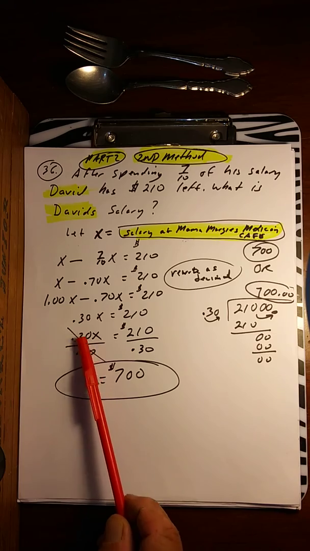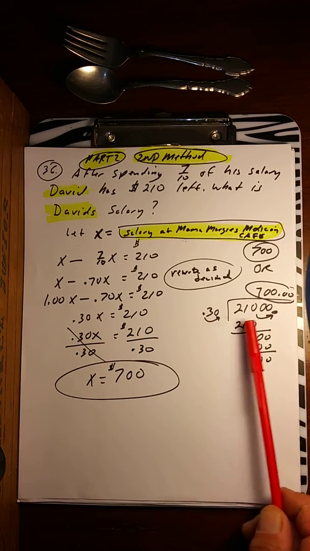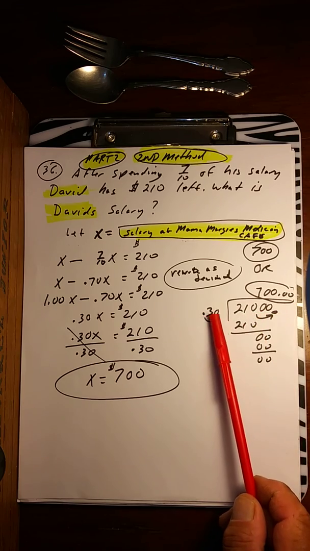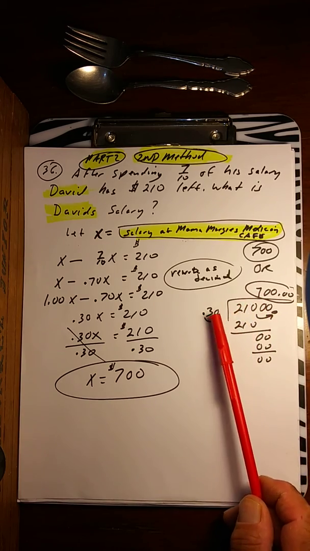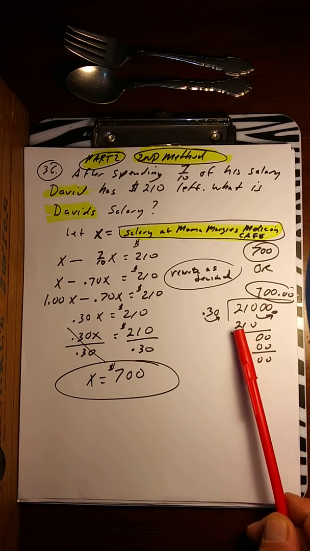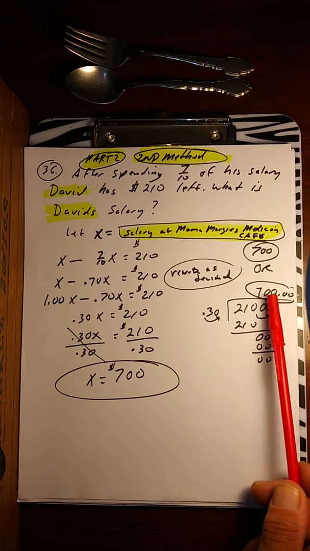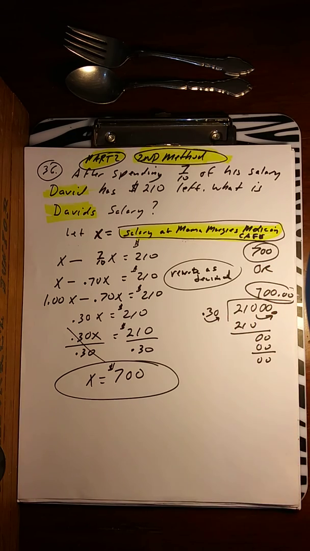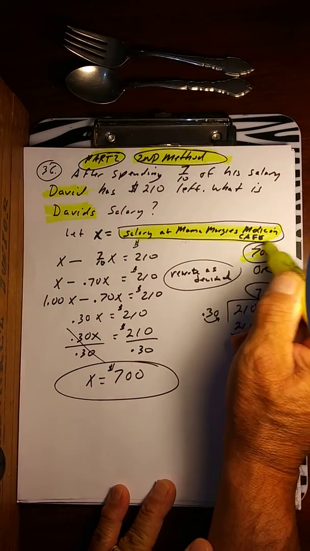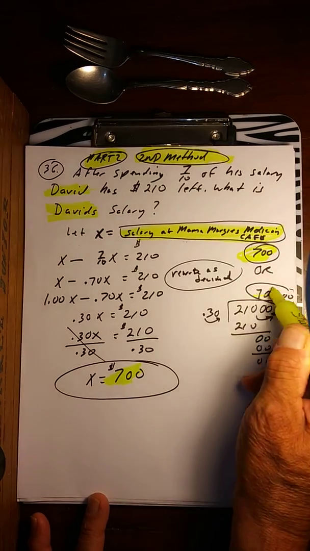0.30x equals 210. Now divide by 0.30, divide by 0.30. 0.30 divides this. Let's do it here, move the decimal over 2 places. So 30 goes into 210, 7 times. It's going to be 0, 0, 0. So 700.00 or just 700. So we're going to say that his salary is just the 700. That's what we're going to use.